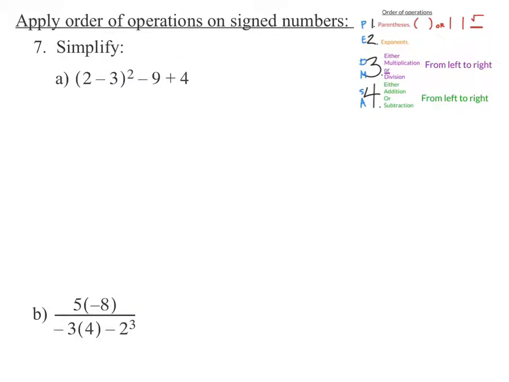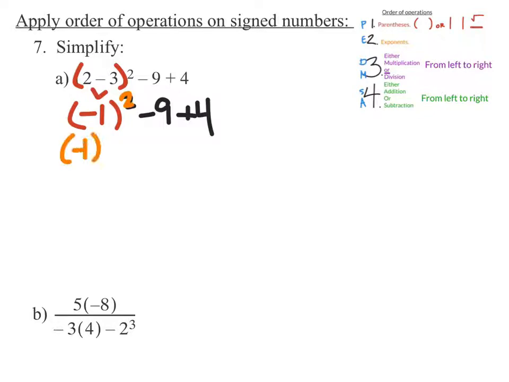Alright, for these, once again, back to the order of operations. So we got this set of parentheses here, 2 minus 3. That's going to be negative 1. But then I've got this exponent here with a 2, which is really negative 1 times negative 1. 2 negatives, 2 is even, so the answer is positive. 1 times 1 is 1.